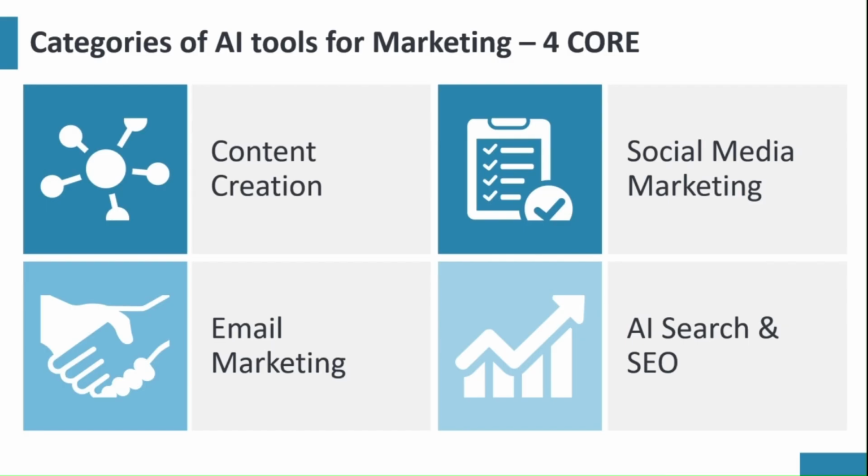When we start organizing AI marketing into categories, there are four main components, or I like to refer to them as the four core. These are the core marketing elements that most solo owners, small business owners, and marketers will use as part of an overall marketing program. Content creation, email, social media, and search.